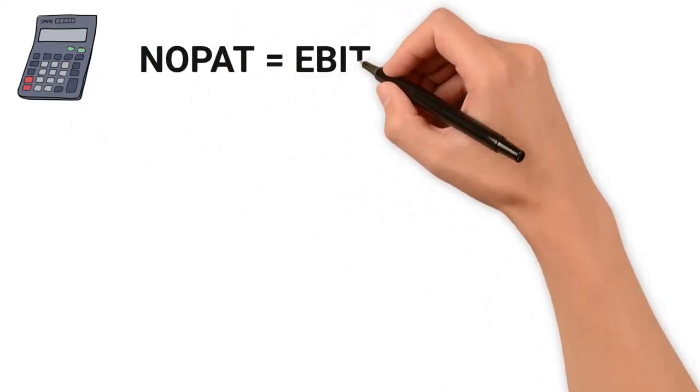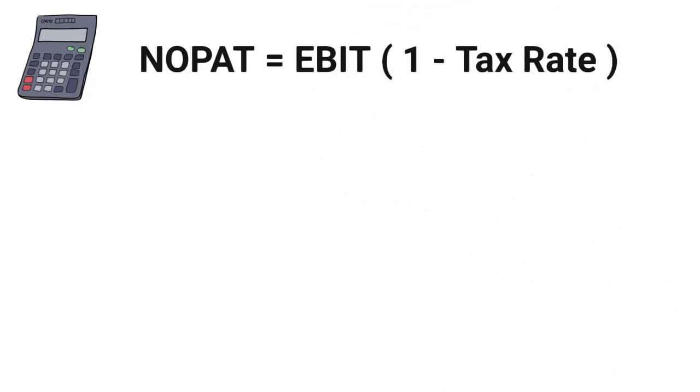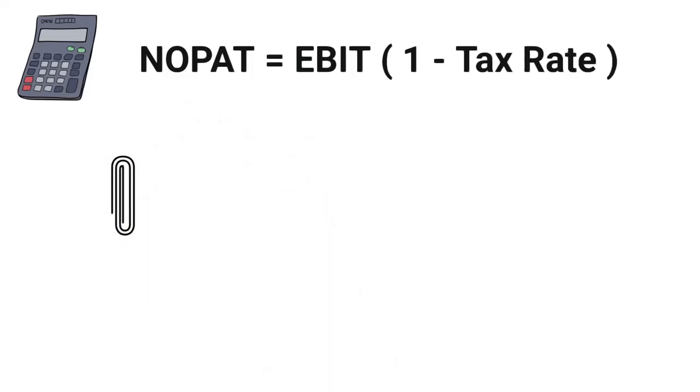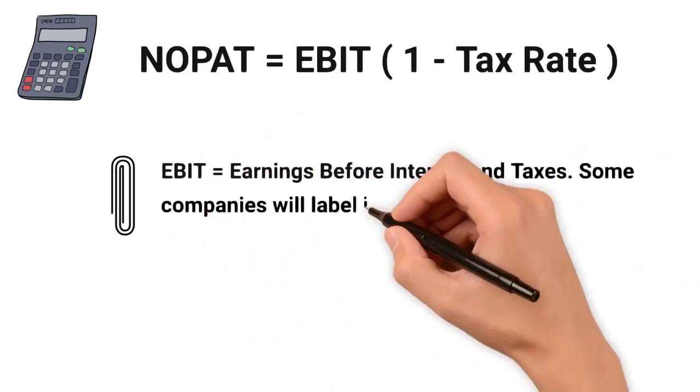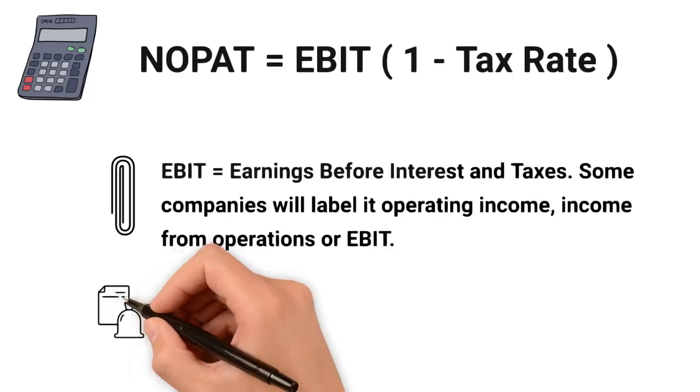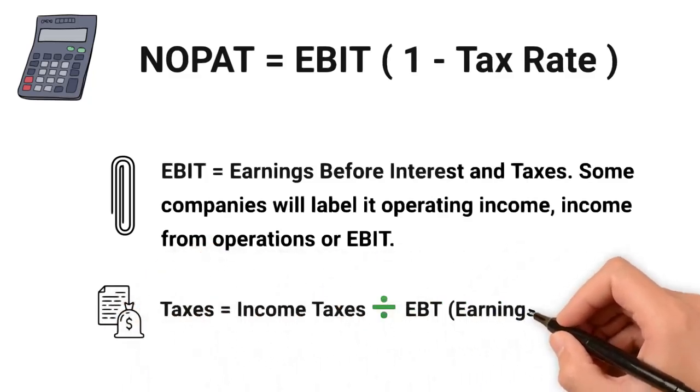Okay, now we understand the importance, but how do we calculate NOPAT? Simple, we use the following formula. NOPAT equals EBIT times 1 minus the tax rate. Returning to Google as our guinea pig, we can find the latest numbers from finchat.io. A note, EBIT stands for earnings before interest and taxes. Some companies will label it operating income or income from operations and others EBIT.